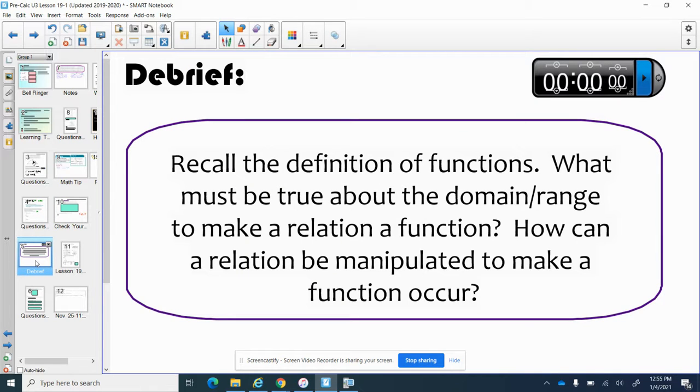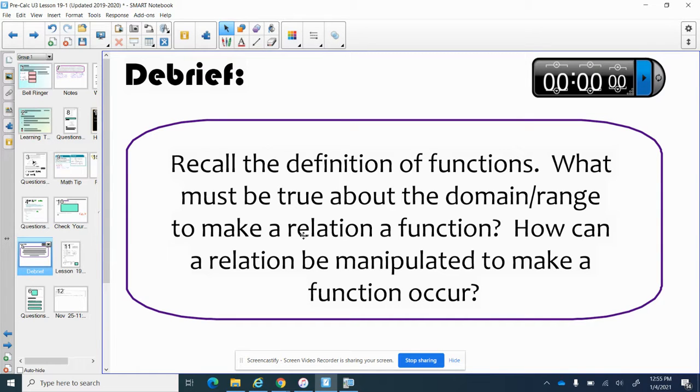Now, shifting gears, we want to think about domain and range and what makes something a function, right? What makes something a function? Well, functions we know are one-to-one: for every input value, there's only one output value. It passes the vertical line test, right?